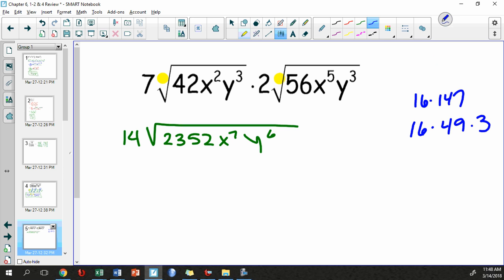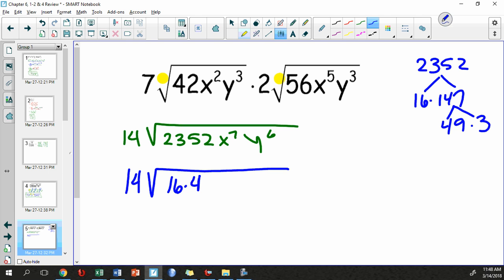Yes? Okay. So basically what we did is we did kind of a chart. Do we all understand that? It's a factor tree with perfect squares in it. Okay? So we're going to go ahead and make this 16 times 49 times 3. Now, is my power on my x divisible by my root? No, so what should we turn it into? x to the 6th times x. Is my power on my y divisible by my root of 2? Yes, it is, so I'm going to leave it alone.